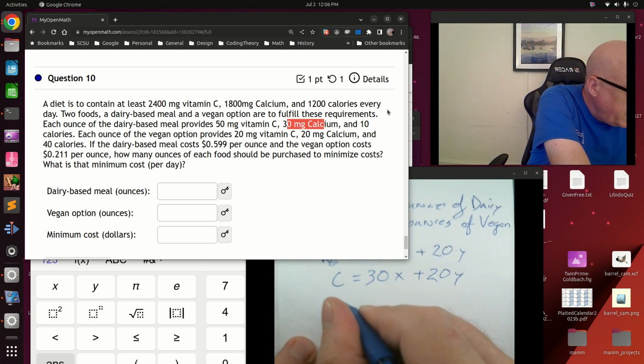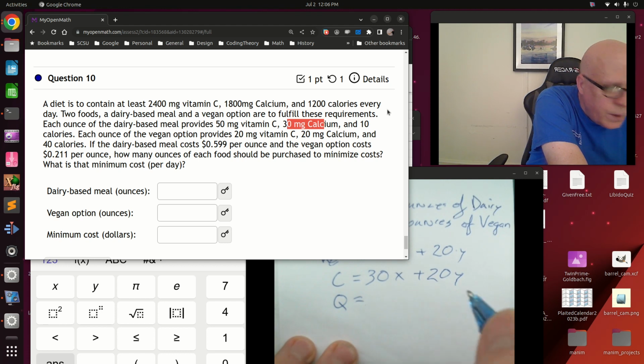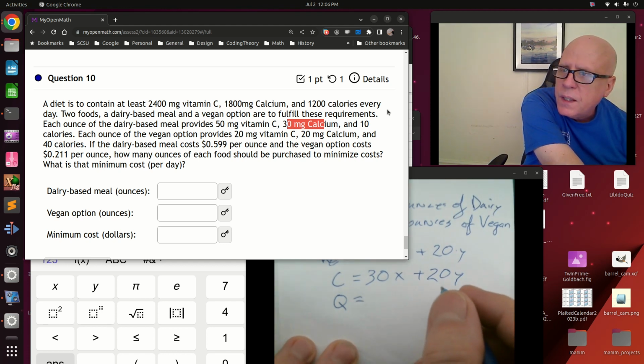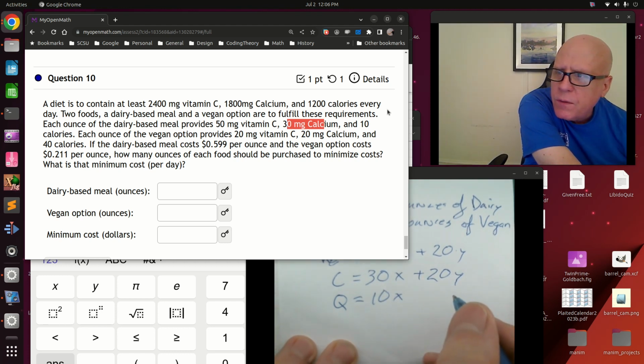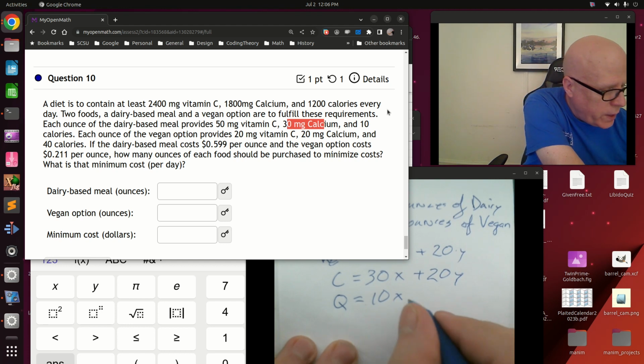And finally, the calories, I called that Q before. Well, how much is in the dairy-based? 10 calories. And how much is in the vegan? 40 calories.